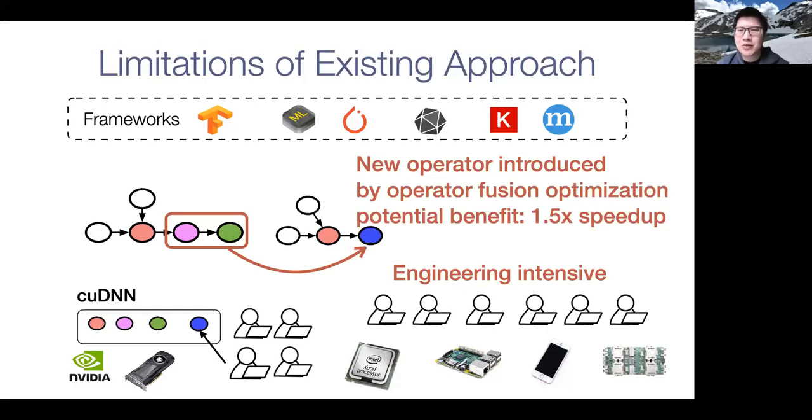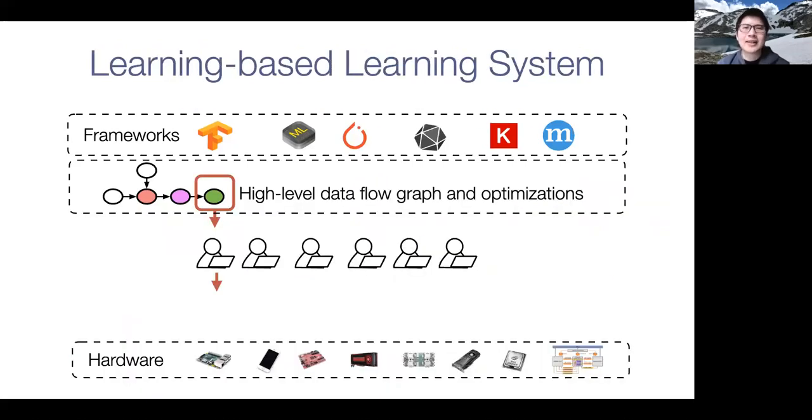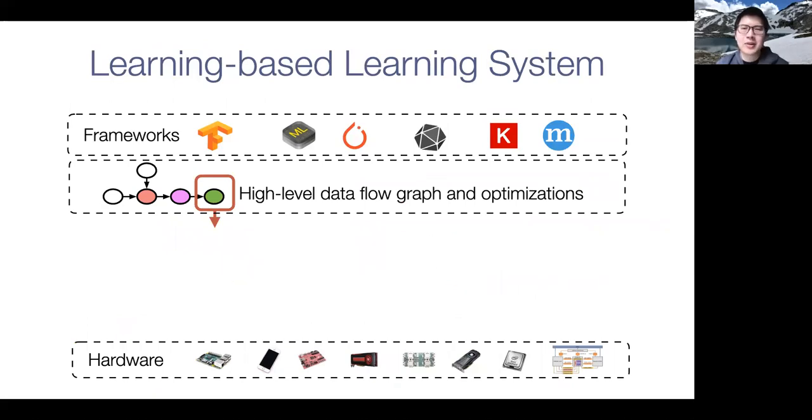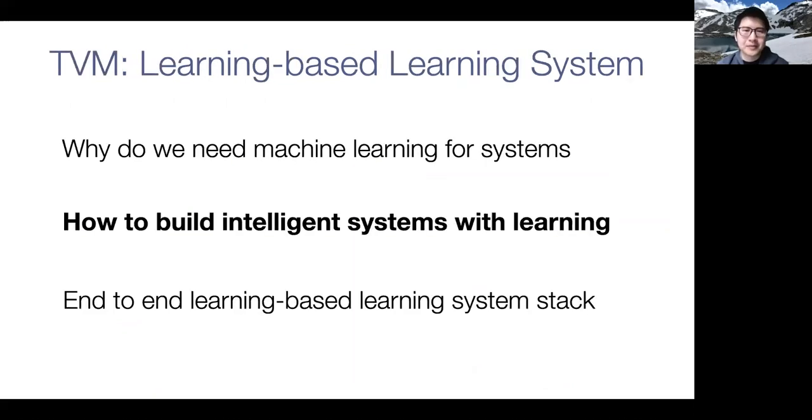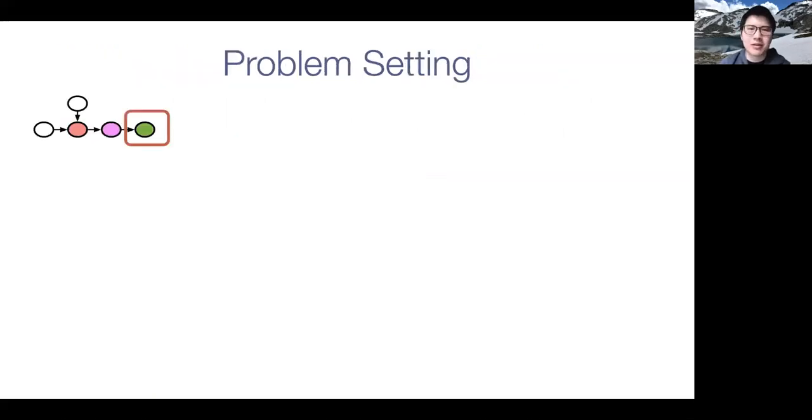So how can we do it more smartly? The idea is that we want to develop a new system that replaces that human effort and is able to automatically optimize and generate programs to support those high-level colored nodes in the high-level computational graph. As a result, we don't have to spend as much engineering effort on optimizing those workloads. So I'm going to briefly talk about how we can build machine learning algorithms to optimize those programs.